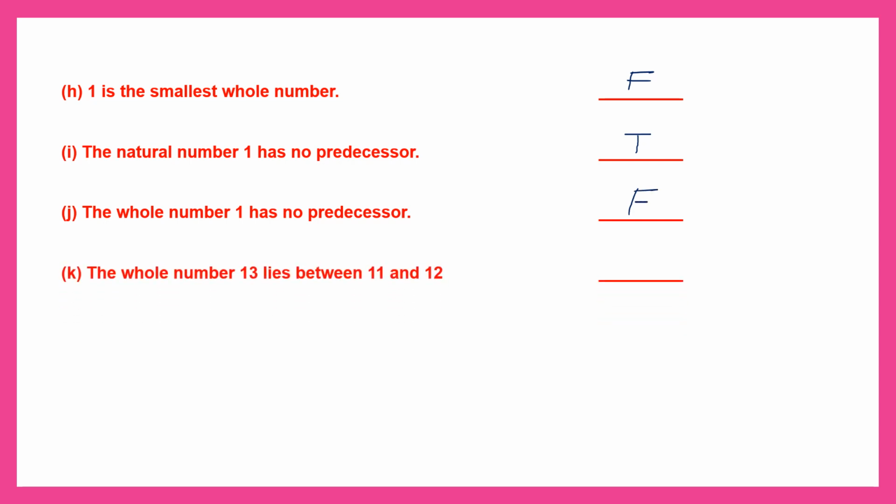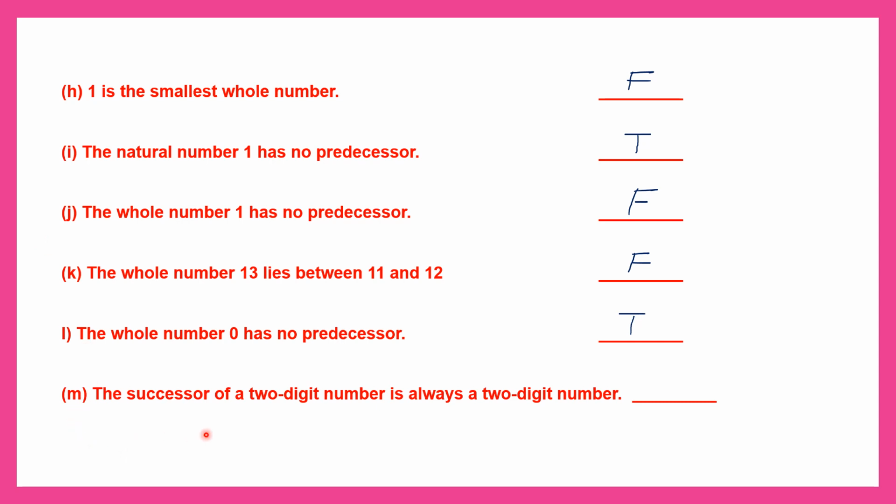Next one, the whole number 13 lies between 11 and 12. Now that is not true, isn't it? Where does 13 lie? 13 lies after 12. It does not lie between 11 and 12. So this statement is false. Next one, the whole number 0 has no predecessor. Correct. There's no number before 0. Before 0 we have -1, which is an integer. It's not a whole number. So this statement is true.